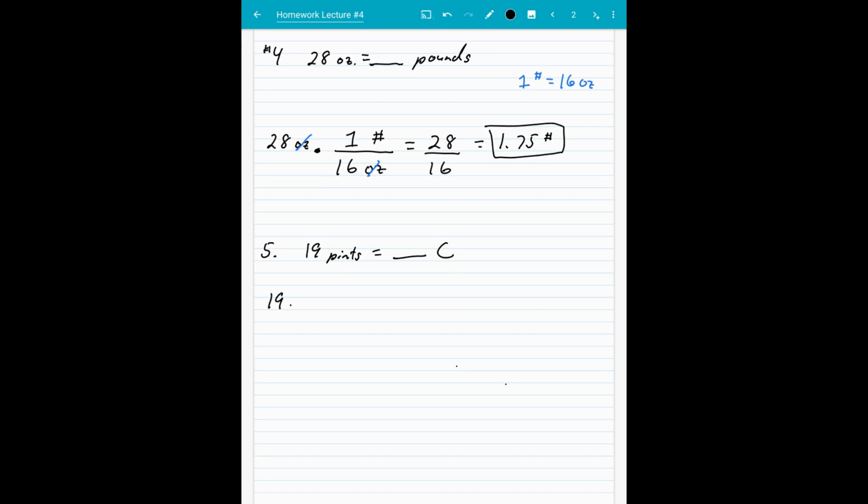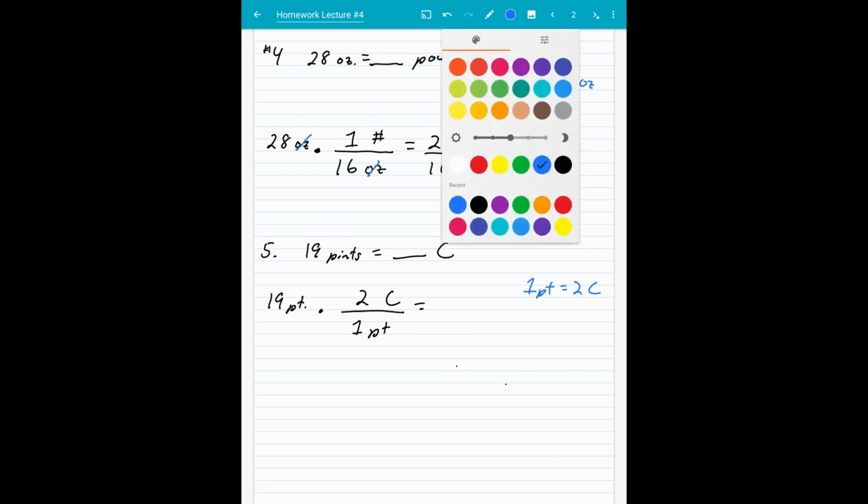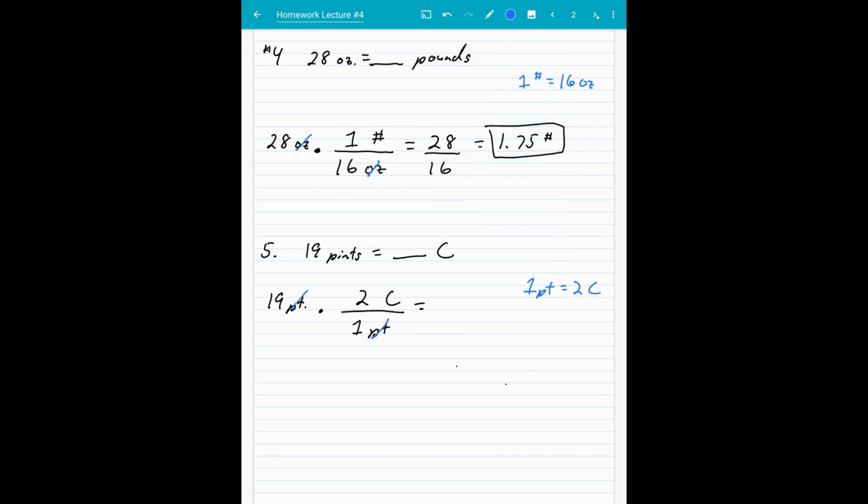But again, if you do it this way, you can use the same ratio we just mentioned: for every 1 pint, there's 2 cups. And then we would write 1 pint on the bottom because we want to have cups as our end result. So pints cancel out, and then you're left with 38 cups as the answer.